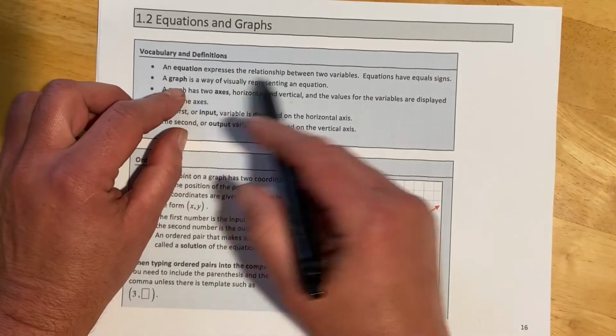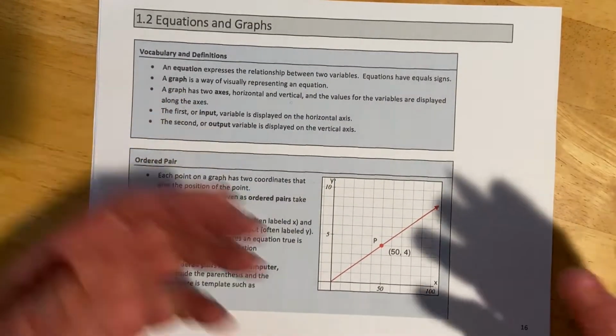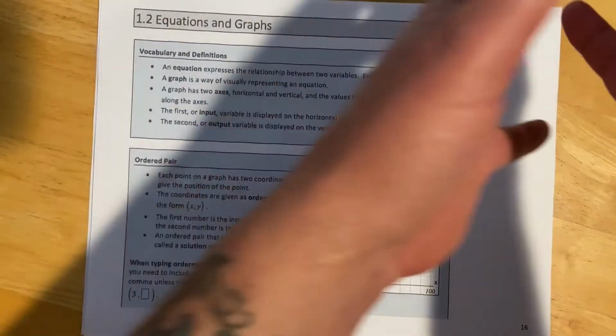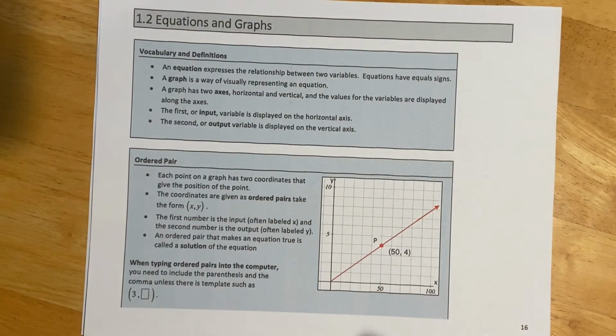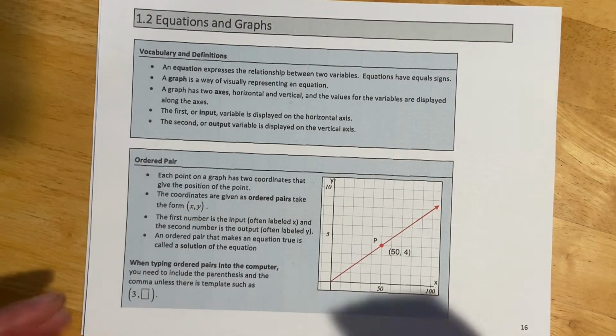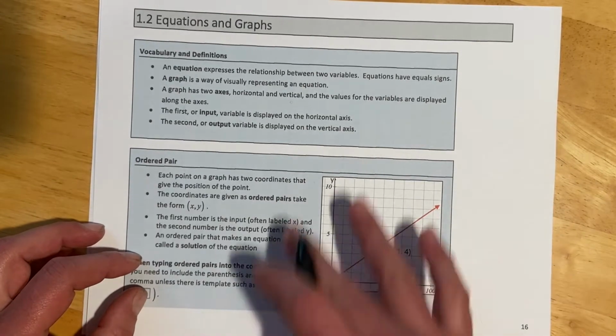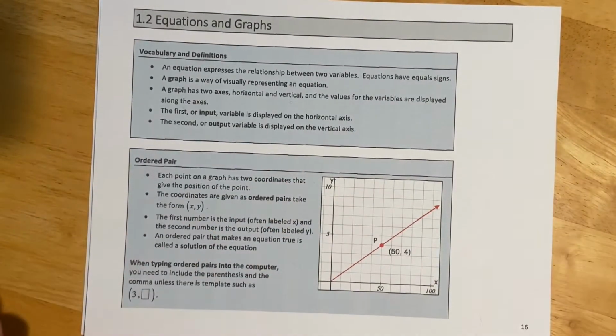A graph is a way of visually representing an equation. If we have an equation, it's going to have an infinite number of points that satisfy it. And if we plot all those points visually, then what we get is a graph.